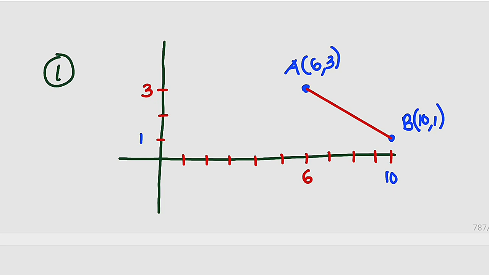We need to find the midpoint of x and y separately. Let me start with x. What is the distance between 6 and 10? To find the distance, you can consider 6 as origin, then you count: 1, 2, 3, 4. Therefore, the distance is 4, right? Or you can take 10 and subtract 6. You're still going to get 4.